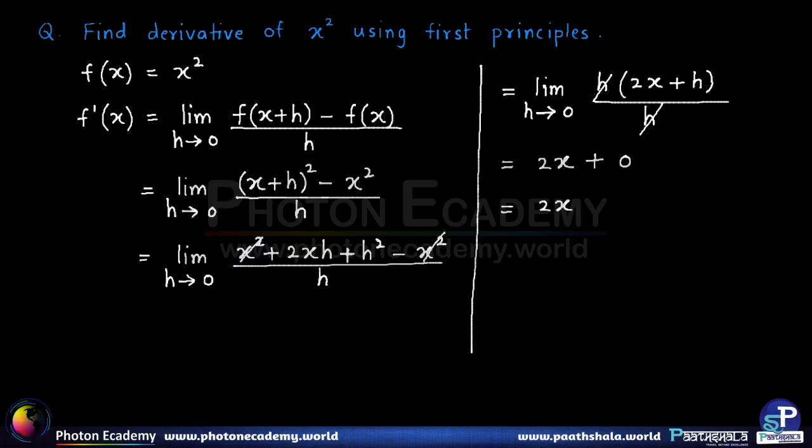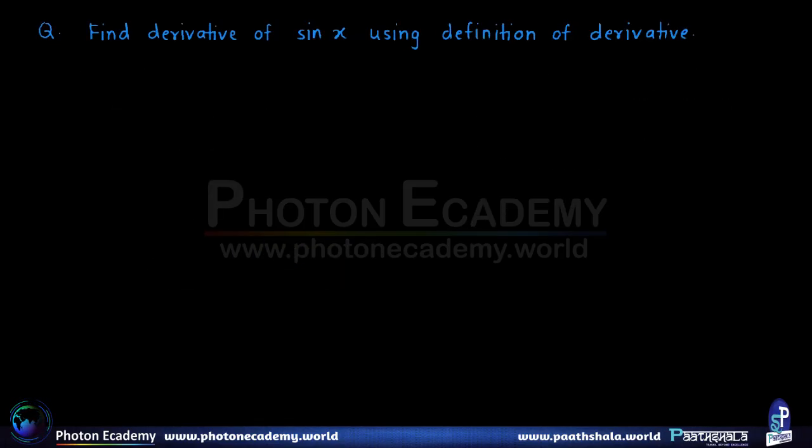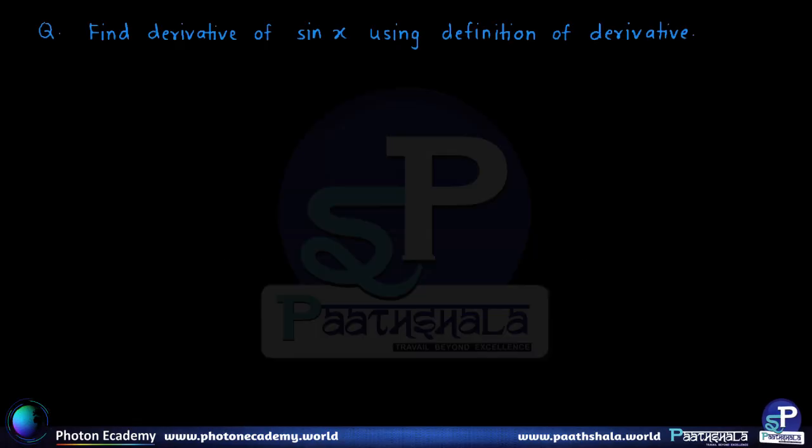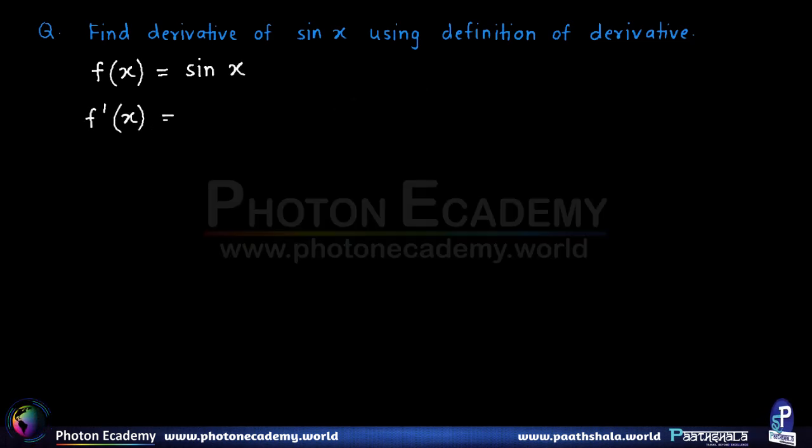Let's see one more example which involves a trigonometric function, that is, we have to find the derivative of sine x using the definition of derivative. So once again here we have the function as sine x. Let us write the definition of derivative once again, that is f dash of x is given as limit of f of x plus h minus f of x, whole upon h, as h tends to 0.